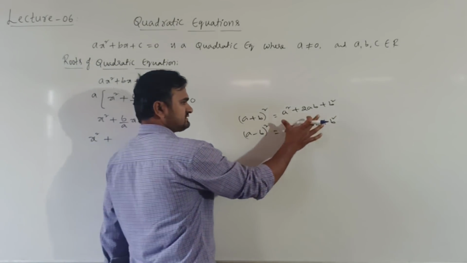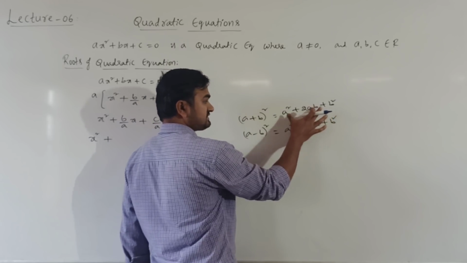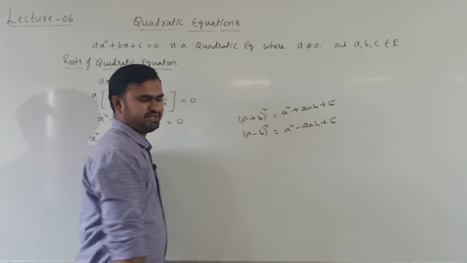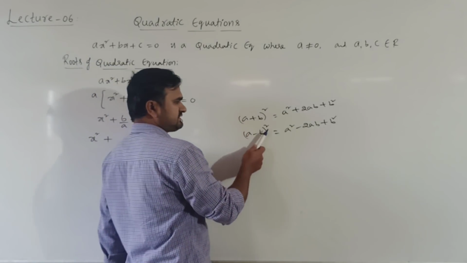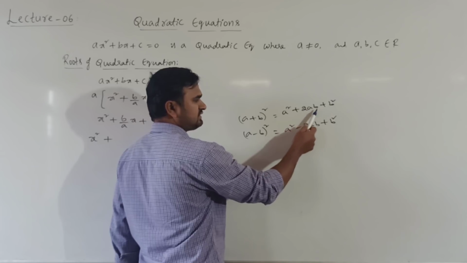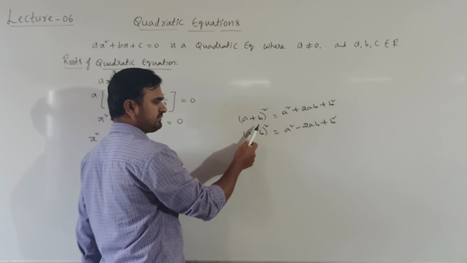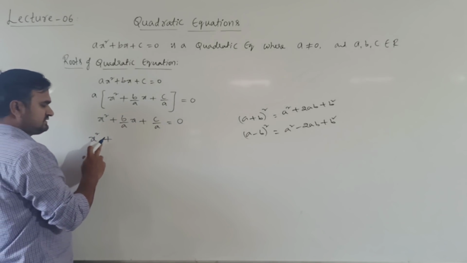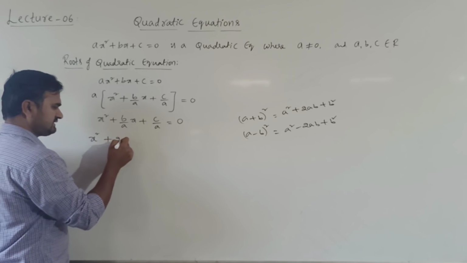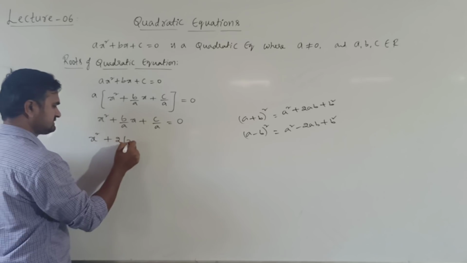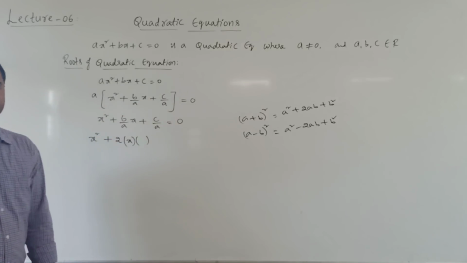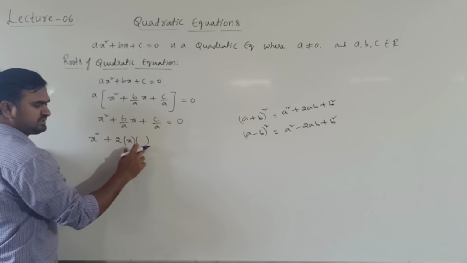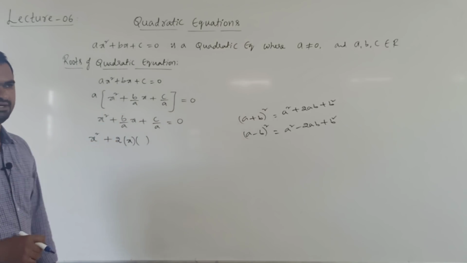Completing the square is nothing but arranging the terms in this form, which can be replaced as a plus b whole square, or if we arrange the terms in this form, we can replace it as a minus b whole square. In this expansion, we have a square and b square terms and 2ab terms, plus or minus depending on whether it is a plus b whole square or a minus b whole square form. Since plus is there, it is a square plus 2ab, and a means x here. Now the b value we have to adjust. So we have a square plus 2a, now what should be the constant b? That value we can adjust.